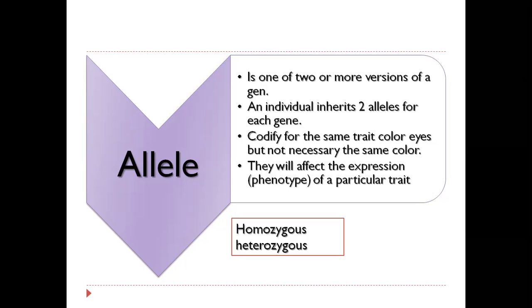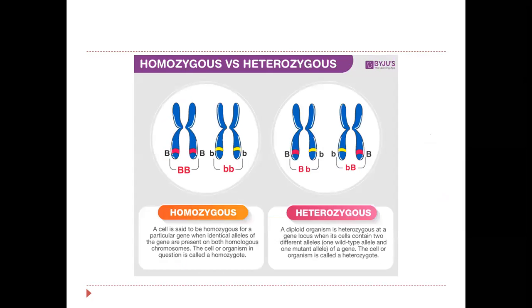So the alleles could be homozygous or heterozygous. Homozygous if both alleles have the same version of the gene. So in this case, B and B with capital letters, or in this case, b and b with lowercase letters. But these are heterozygous because they have two versions of the gene, B capital letter and b lowercase letter, b lowercase letter, B capital letter. So this is heterozygous.